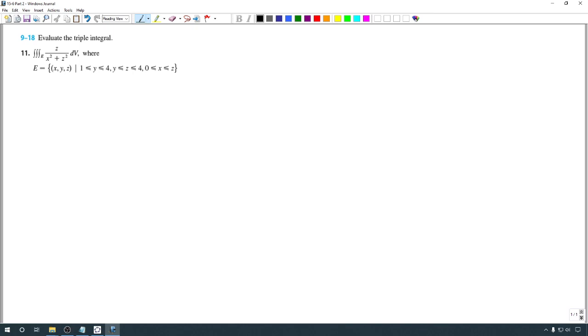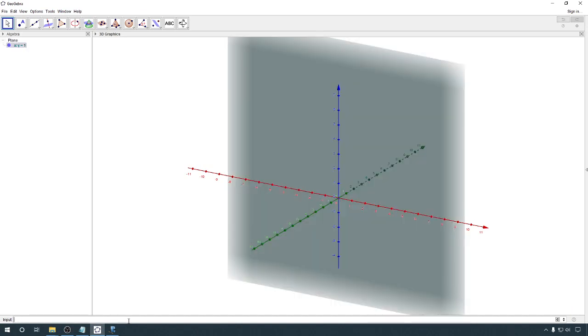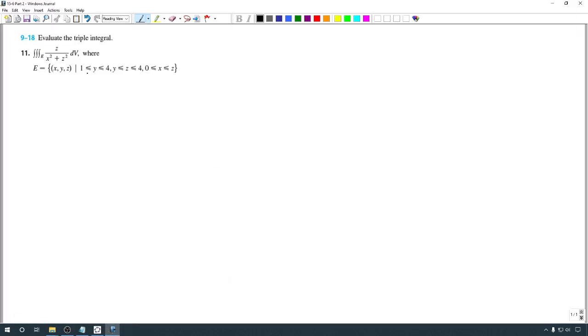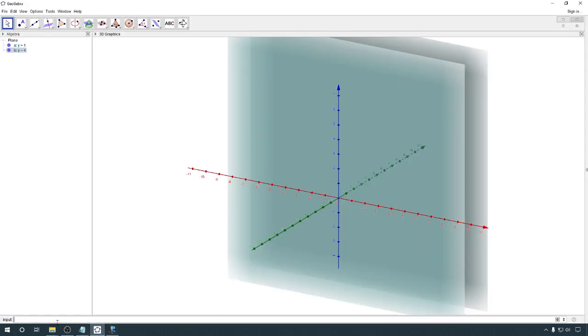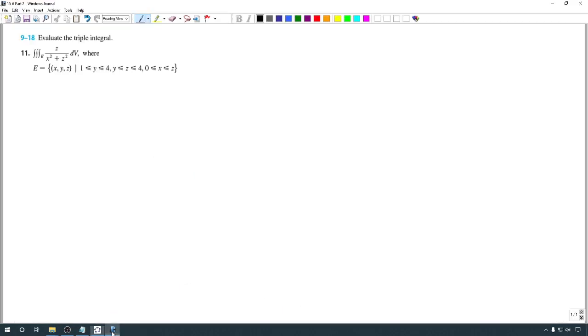Now, let's actually go ahead and sketch out that region, and we'll make use of GeoGebra to do that. So I'm just going to type in our limits here. We know that y is going to go from 1 to 4. That was our first limits there. Z is going to go from y to 4. X is going to go from 0 to z.